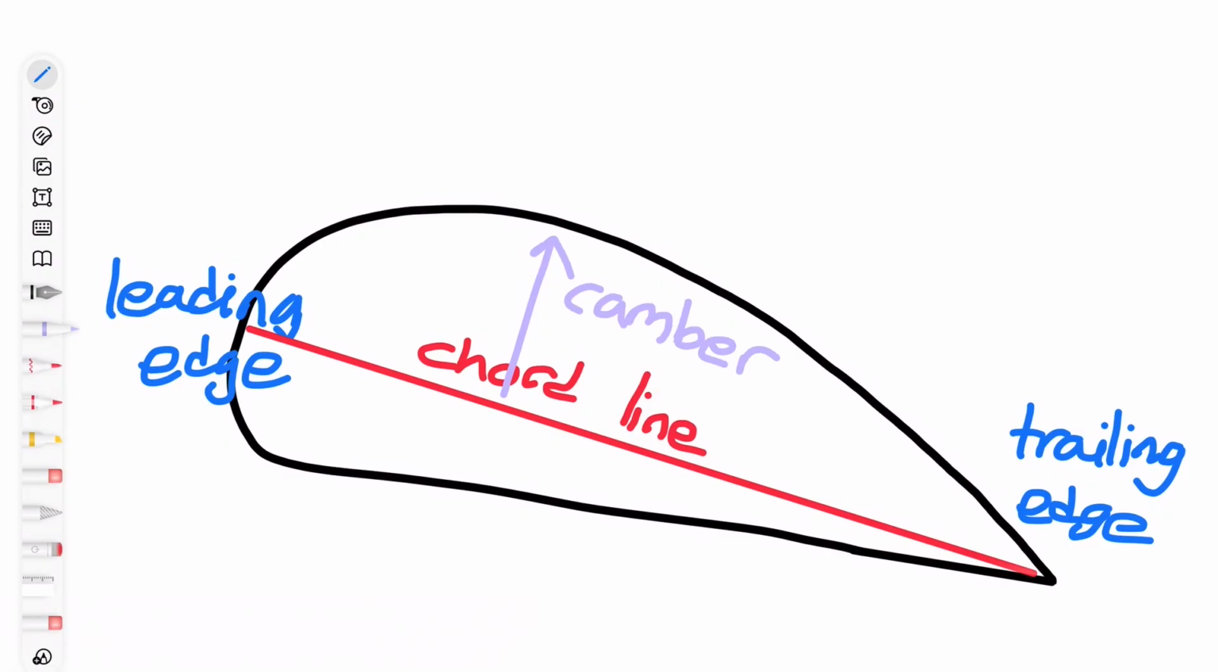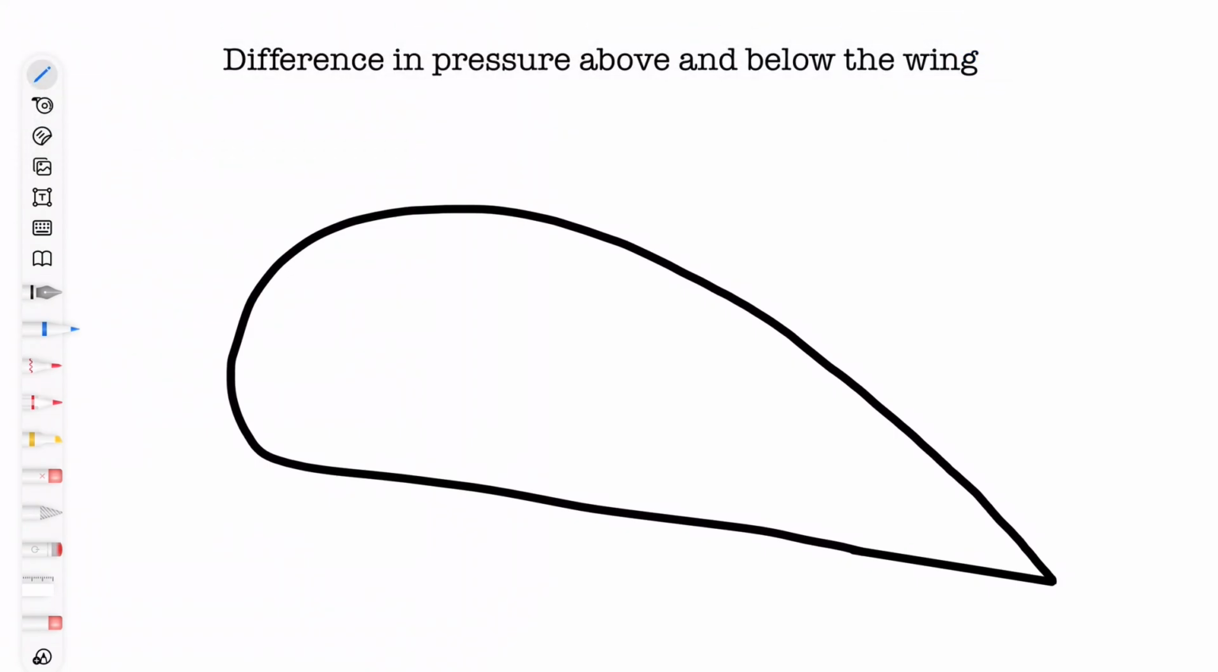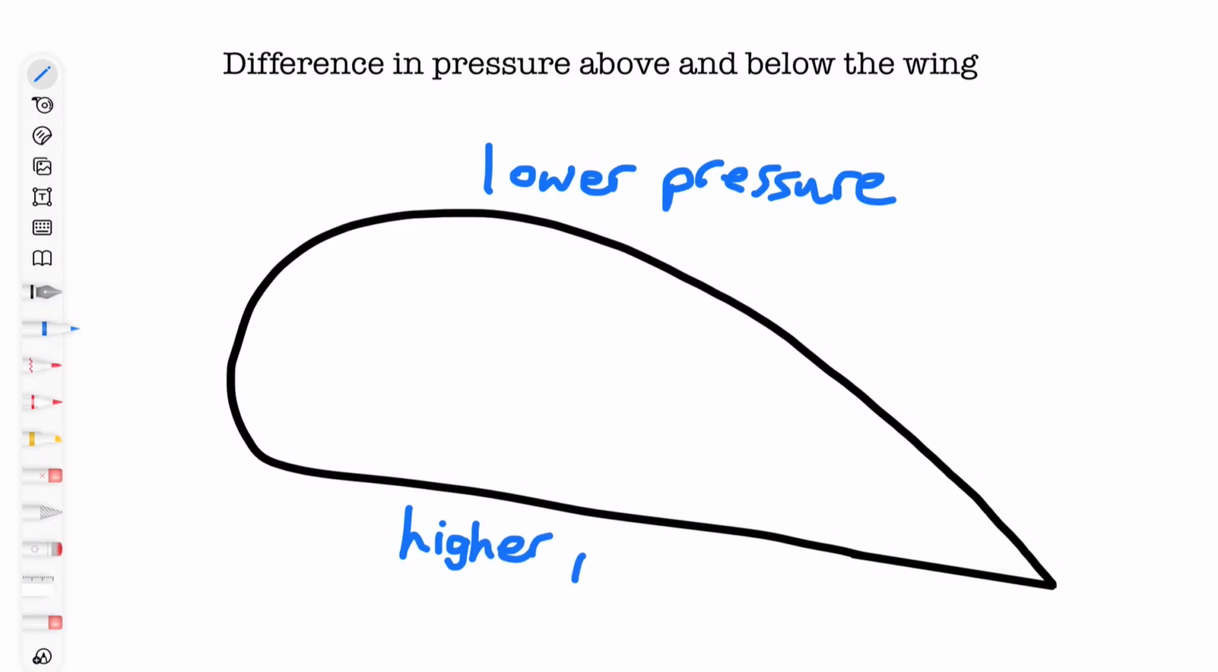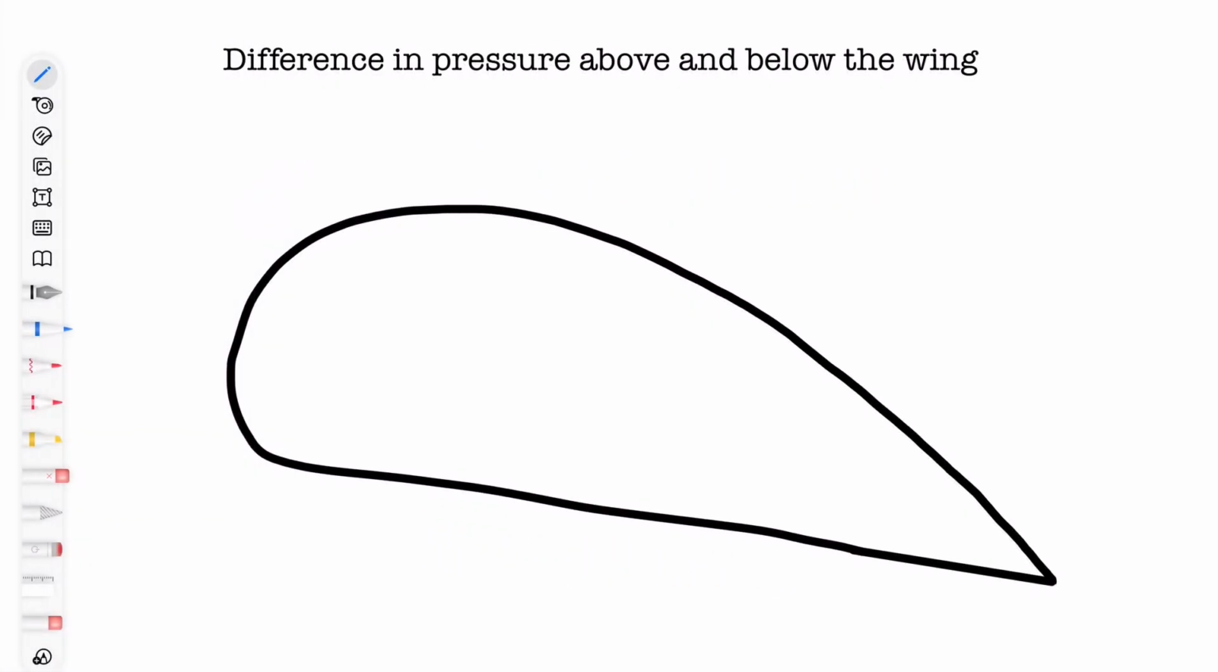Alright, now on to lift. Lift is generated in many ways. What we are tackling today is a difference in pressure above and below the wings. The bottom of the wing is a higher pressure region than the top of the wing. The difference in these pressures generates a lift vector. Let's break this down. First, I'm going to show you why the airflow over the top of the wing is actually faster than that underneath, and it has everything to do with the shape of the airfoil.